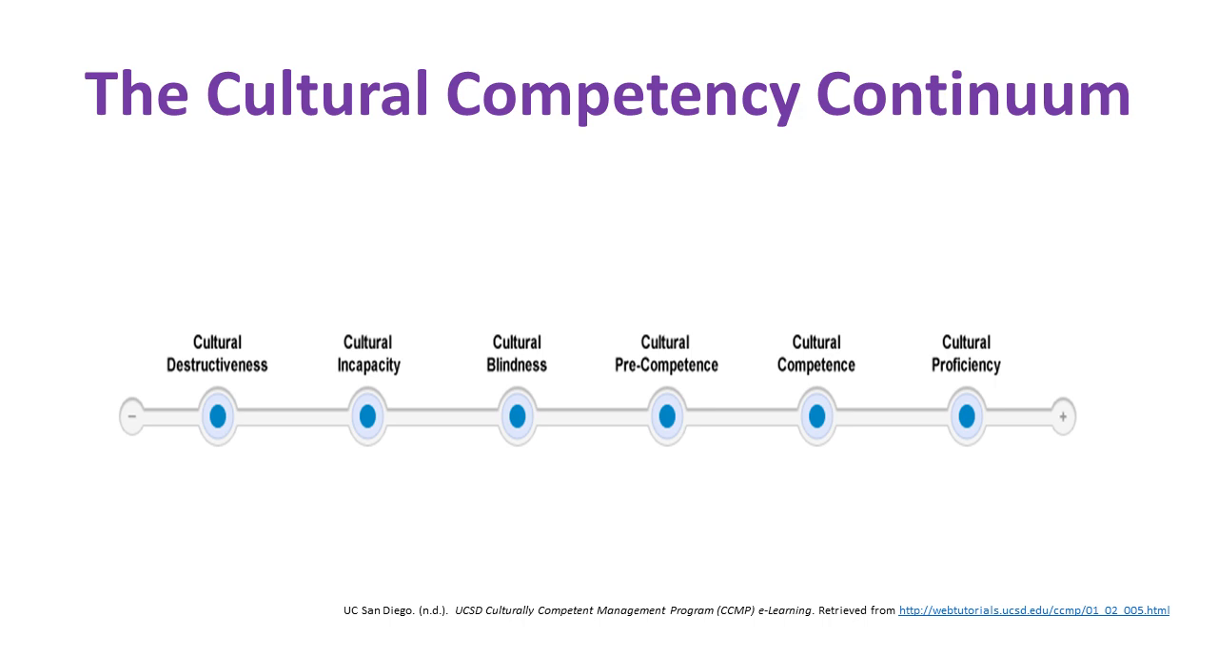The continuum is dynamic and not intended to be viewed in a linear manner. Systems and organizations may be at different stages, at different times, with different priority populations and cultural groups. Finally, system and organizational competency is not limited to the arrival at cultural competence or proficiency, as there is always room for continued growth. So let's jump in and take a look at the first point here, which is cultural destructiveness.